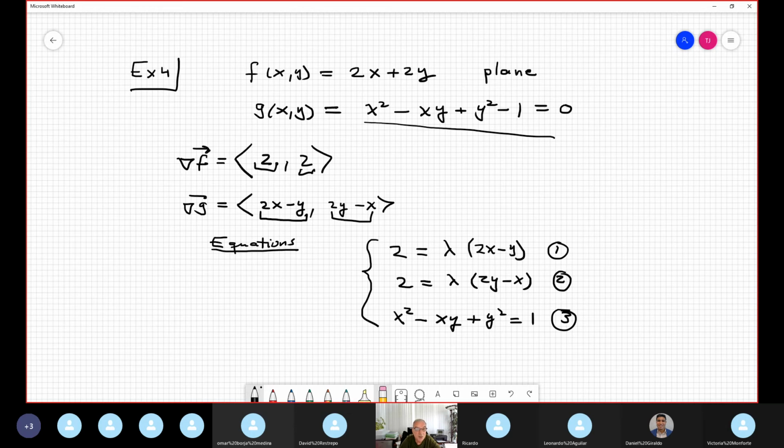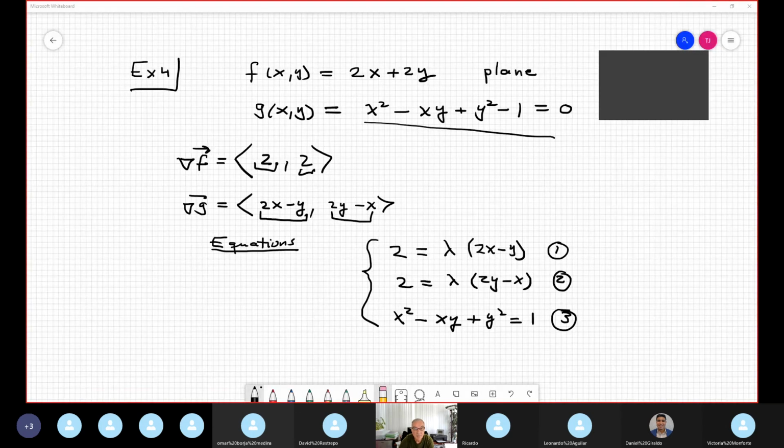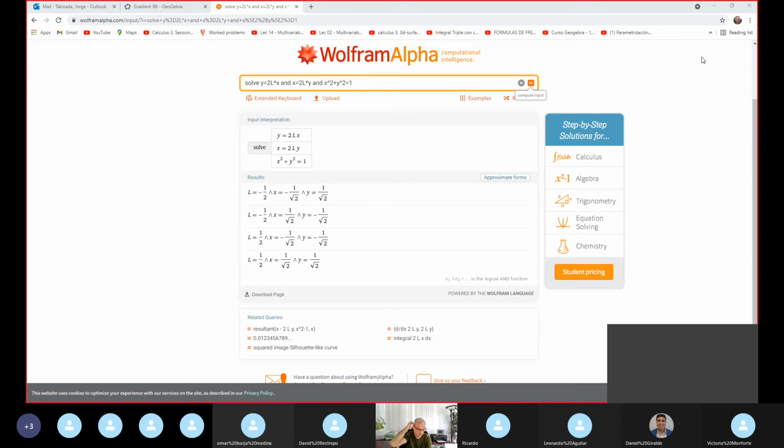Wolfram Alpha. Okay, let me try to share the screen here. Okay, again, Wolfram Alpha. Share the screen. Boom. Do you see Wolfram Alpha? Oh no. Okay.